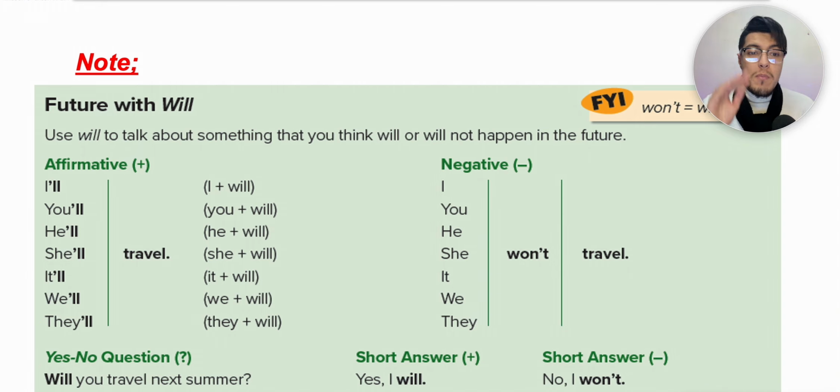With all the personal pronouns, will is the same. Will plus the verb. For example, I will travel. He will speak. You will study, etc. This is for the affirmative form.